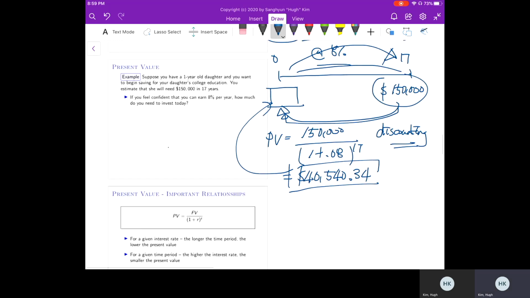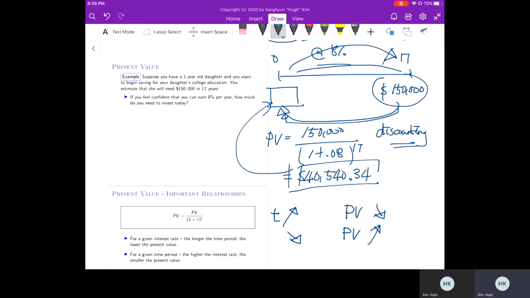Here are two important relationships that I want you to understand. First, given an interest rate, the longer the time period, the lower the present value. So T goes up, present value goes down because T is in the denominator. If T goes down, present value goes up, so they move in opposite directions.